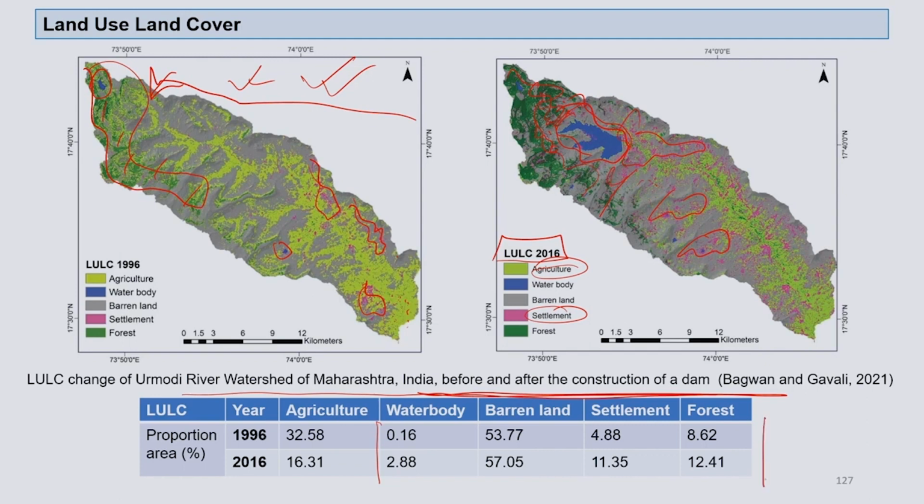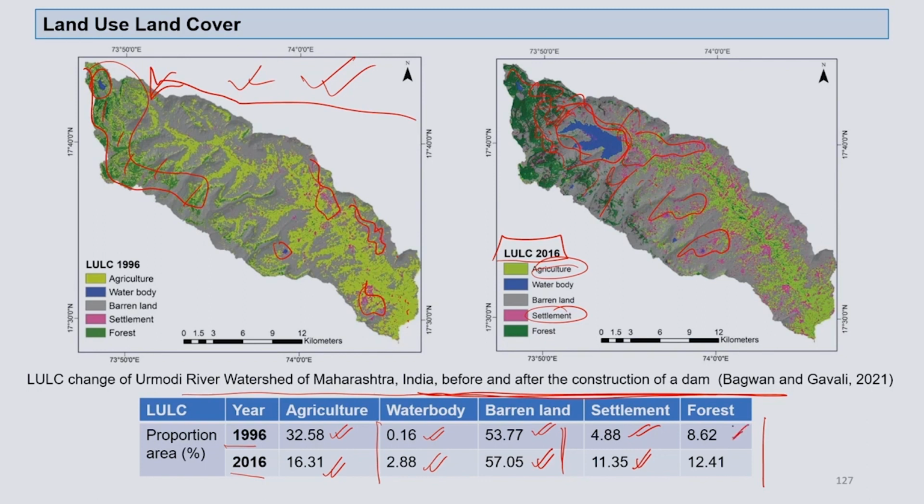Now, let us see the data. 1996, 2016. Agriculture, clearly visible, around 33% almost, has come down to half, 16%. Water body, very much less than 1%. Here it has increased. Of course, the dam has done some good job. Barren land, it was 54%. Now it has increased by almost 3 to 4%, to 57%, right? So, that means this is a concern. Settlement, around 5%, increased to around 11.5% almost, quite a significant increase.